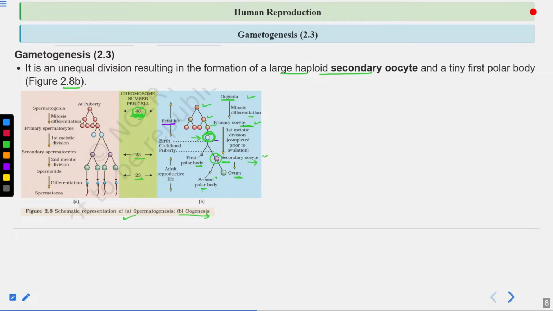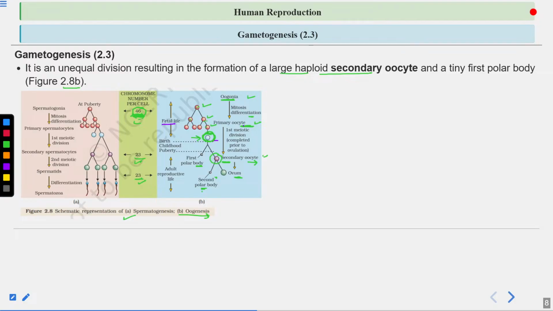One more thing: after meiosis 1, the secondary oocyte is formed. After meiosis 2, the ovum is formed. So you should remember everything: the ploidy level of the cells, how many chromosomes are present in these cells, and what cells are formed at what stage. So you can see, you can divide this whole oogenesis into different phases: fetal life, then birth, childhood, puberty, then adult reproductive life.